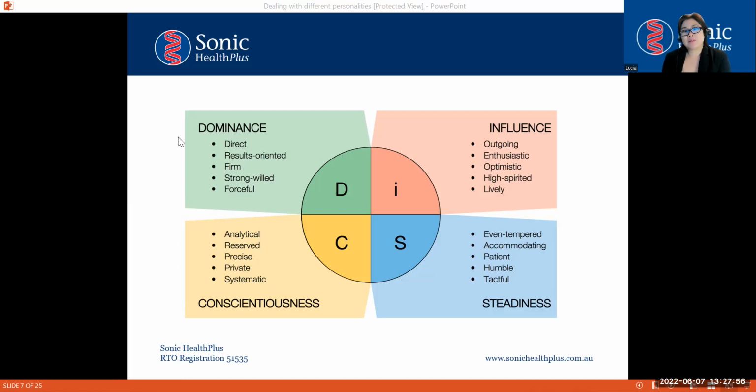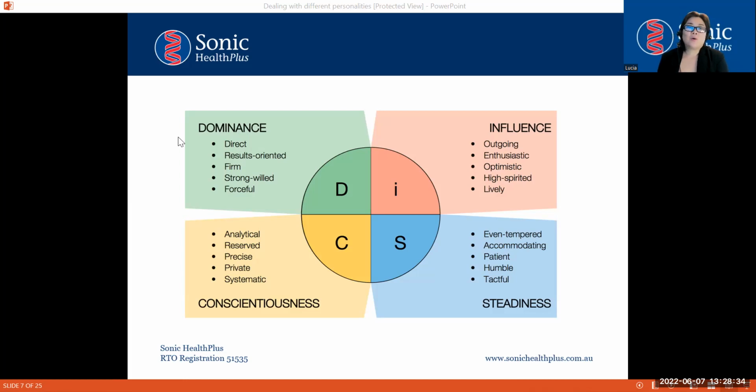Now, in terms of the influence, they are fast, as I've mentioned, like the dominant in terms of their communication pace, but they're more enthusiastic and optimistic in their language. They are also very people-focused, which means that quite a lot of what they say talks about people, who's involved, the names of people, and how other people would feel or perceive them. So both the D and the I, dominance and influence types, are fast, but their focus is different.